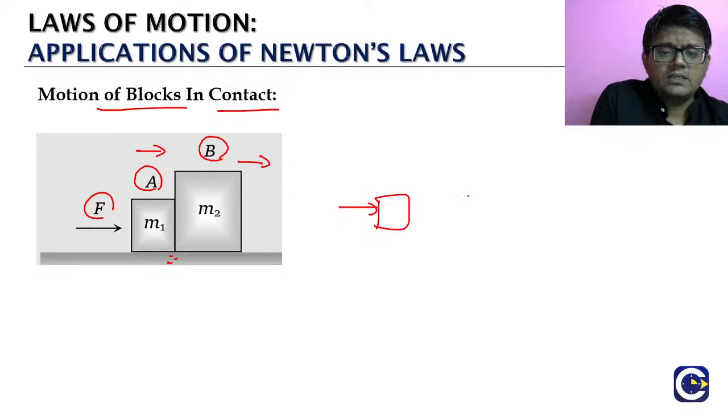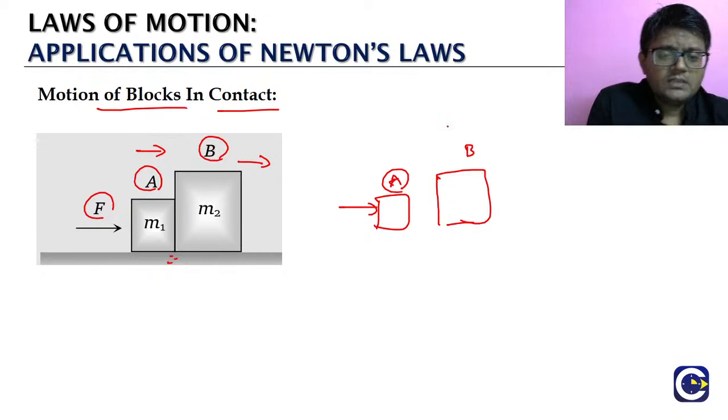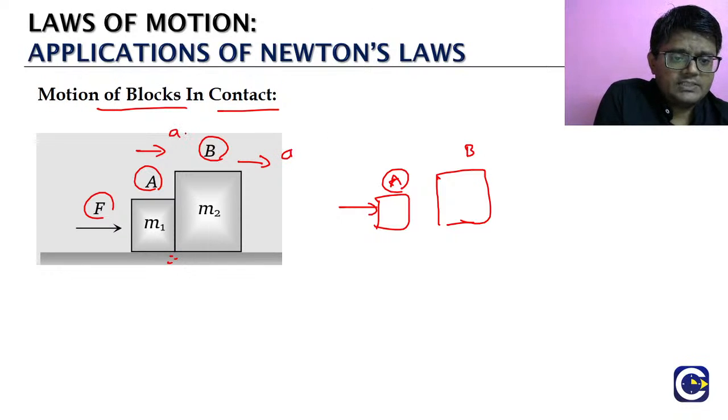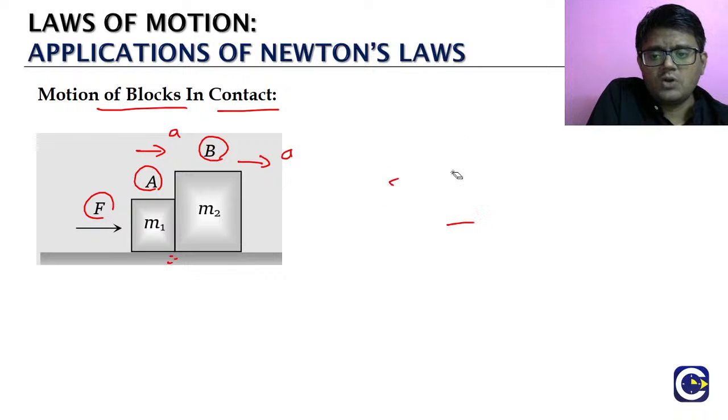If the contact is lost, there will be a force acting only on block A. Only block A will experience a force; no force comes on block B once it loses the contact. Therefore, as long as block A and block B are in contact, they will be moving with the same acceleration. That is the connected motion for block A and block B.